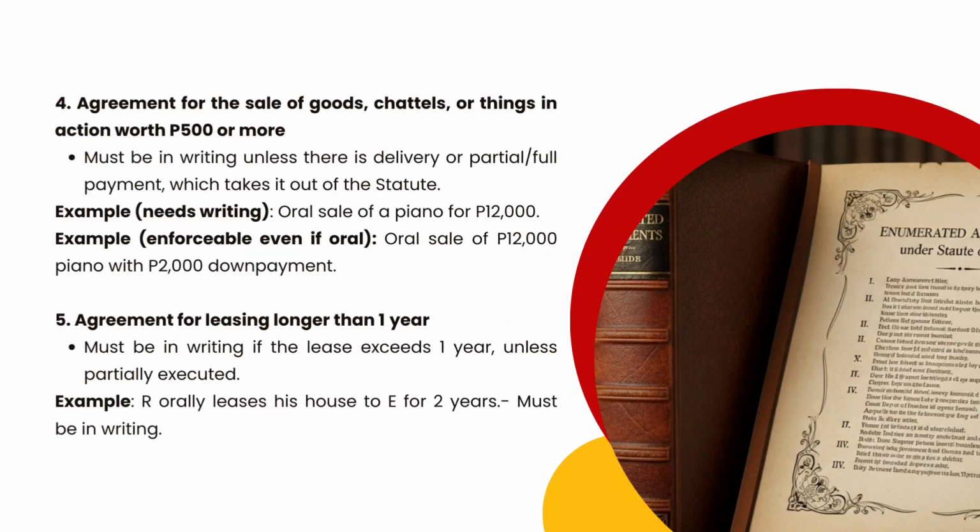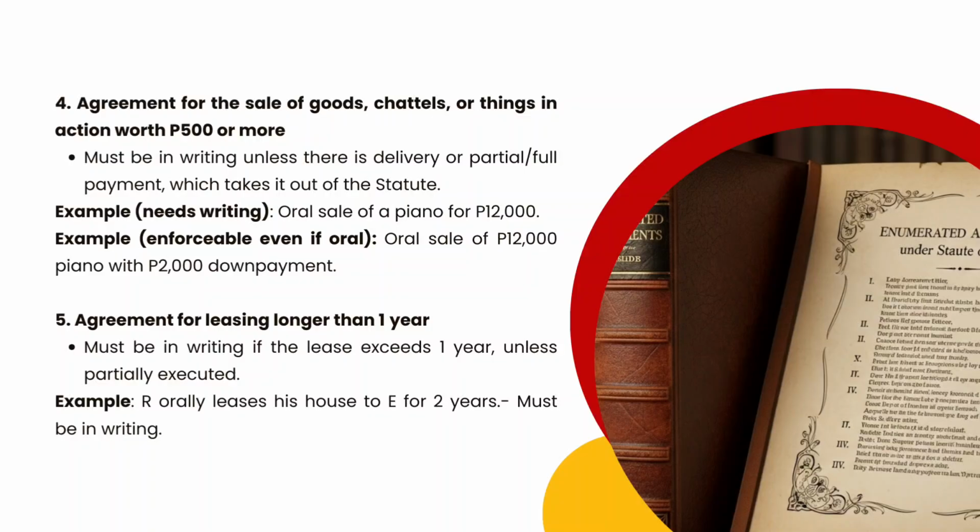4. Agreement for sale of goods, etc., at price not less than 500. Example: 1. S and B mutually promise to sell and buy a piano at a price of 12,000. This contract must be in writing to be enforceable against either party unless there is delivery or partial or full payment, in which case it is taken out of the operation of the statute of frauds, and the contract may be enforced even if it was made orally.